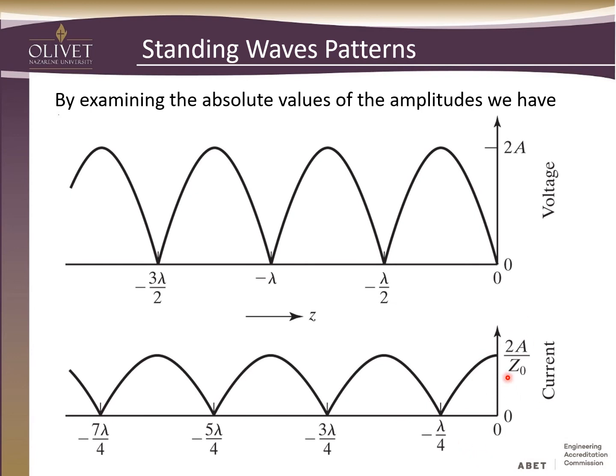And likewise, the current is going to be shifted half phase. So in this case, negative lambda over 4 is where our first 0 is, and then we go half lambdas back again. So 3 lambda over 4, 5 lambda over 4, 7 lambda over 4. And so again, this is pretty standard for standing wave patterns.